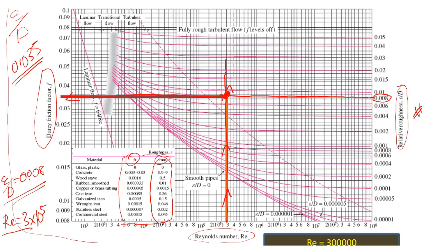This is how you find the friction factor using the Moody chart. It is much easier than using the calculator.